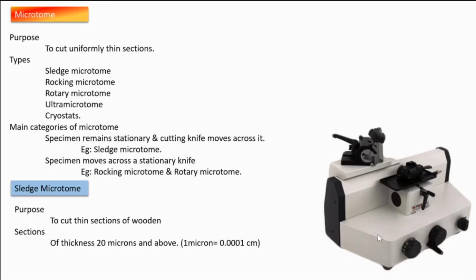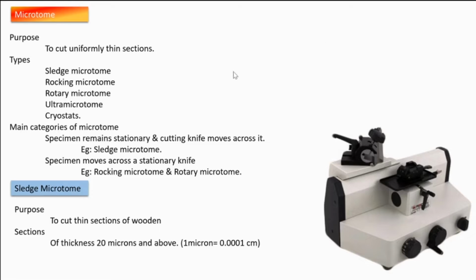Good morning, students. Today we are starting our topic on a new instrument, the microtome. Have you ever heard about this instrument? Anyway, today we are going to learn how it works and what its applications are.